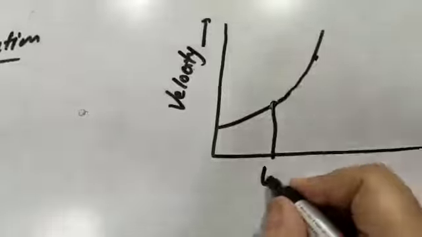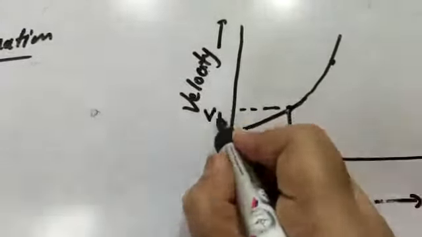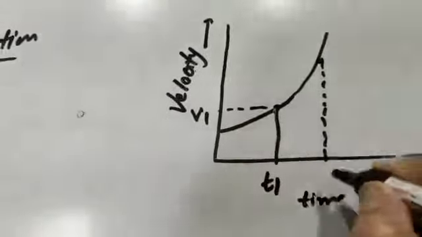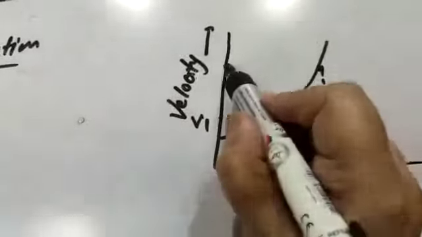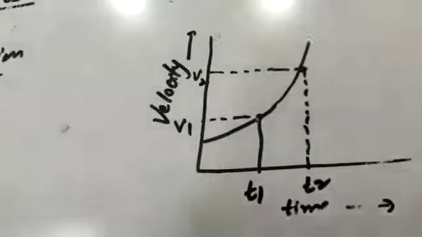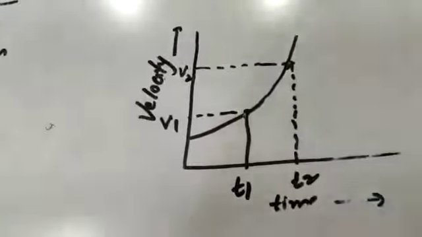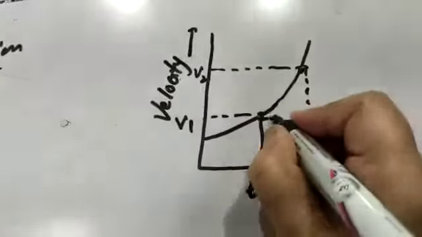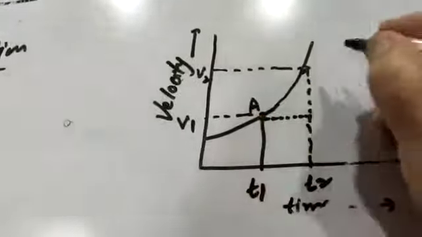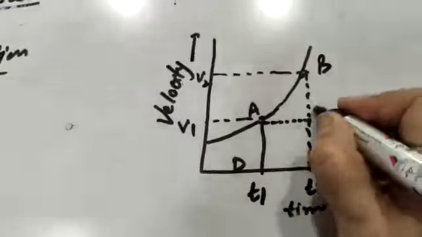For such a situation, we will take 2 points. This is the point at time t1 corresponding to velocity v1, suppose, and this is the time t2, and let the velocity be v2. Since the velocity is changing as it is accelerated motion, there will be different velocities at different times. So in that case, again, we will join these points. Let me name them A, B, C, D and E.